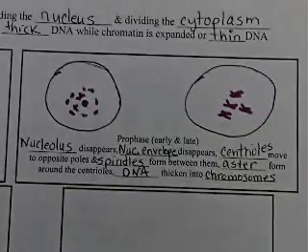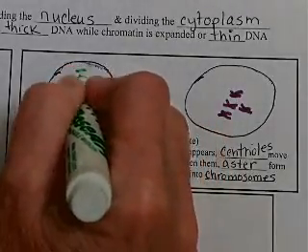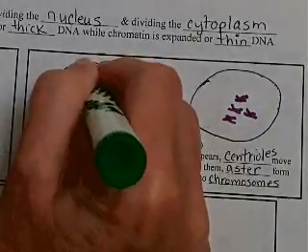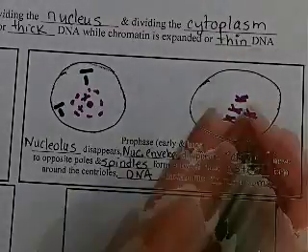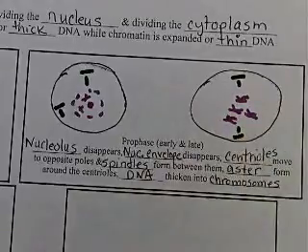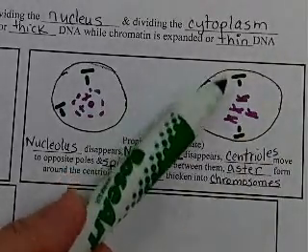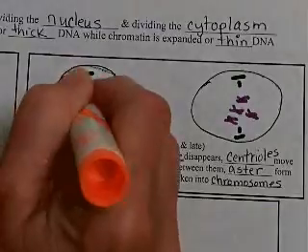Another feature that happens in early prophase is that the centrioles start to separate. They go to opposite poles. So by the time we're through with prophase, they're at definite poles, the North Pole and the South Pole. And as they separate, spindles form between them.